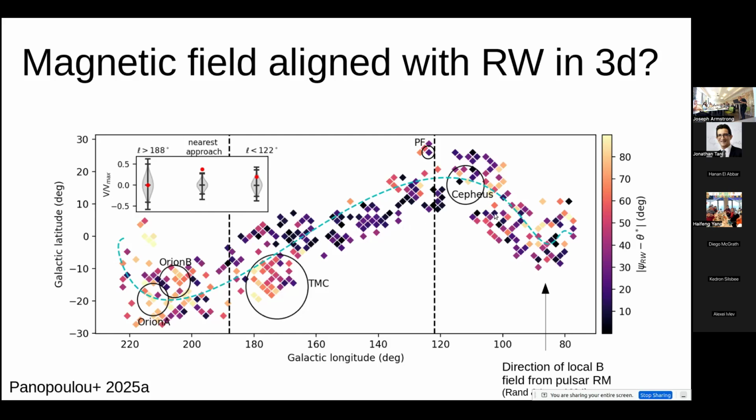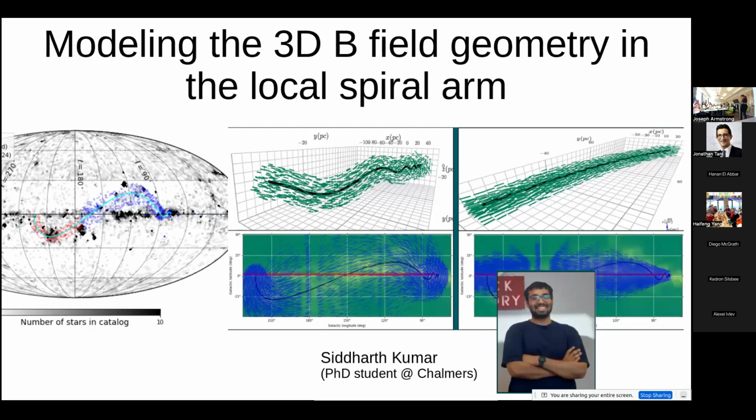If you look towards the endpoints, the colors change a lot, here and here. And where there are molecular clouds, there's also a big scatter. This is what you would expect, qualitatively at least, if you were looking at a magnetic field that comes at you and then goes away from you, because you expect to have more scatter along your line of sight than when the magnetic field is projected on the sky. So we think that the magnetic field could be aligned with the Radcliffe wave in 3D.